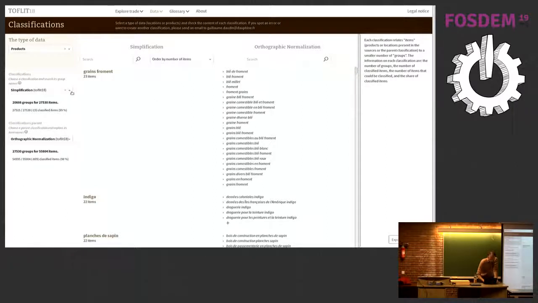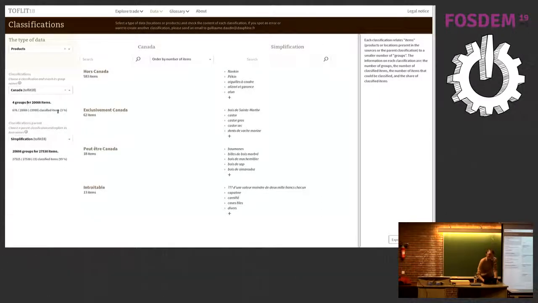And then we can also have a look at the Canada one, just for fun. Basically, we have four different categories: it's not a Canadian product, it's definitely a Canadian product, it's maybe a Canadian product, and we don't know.